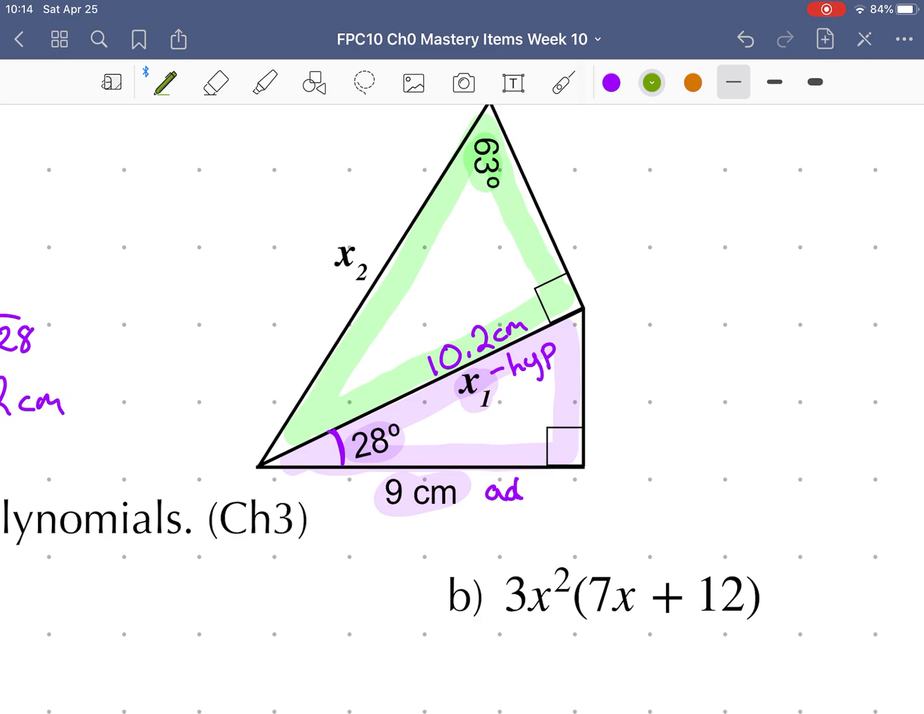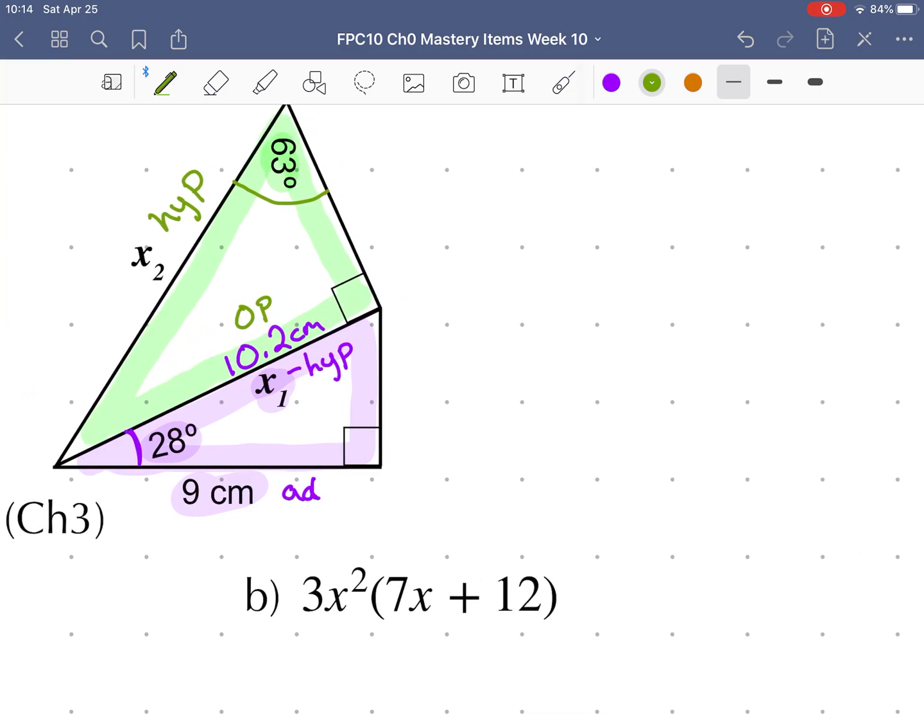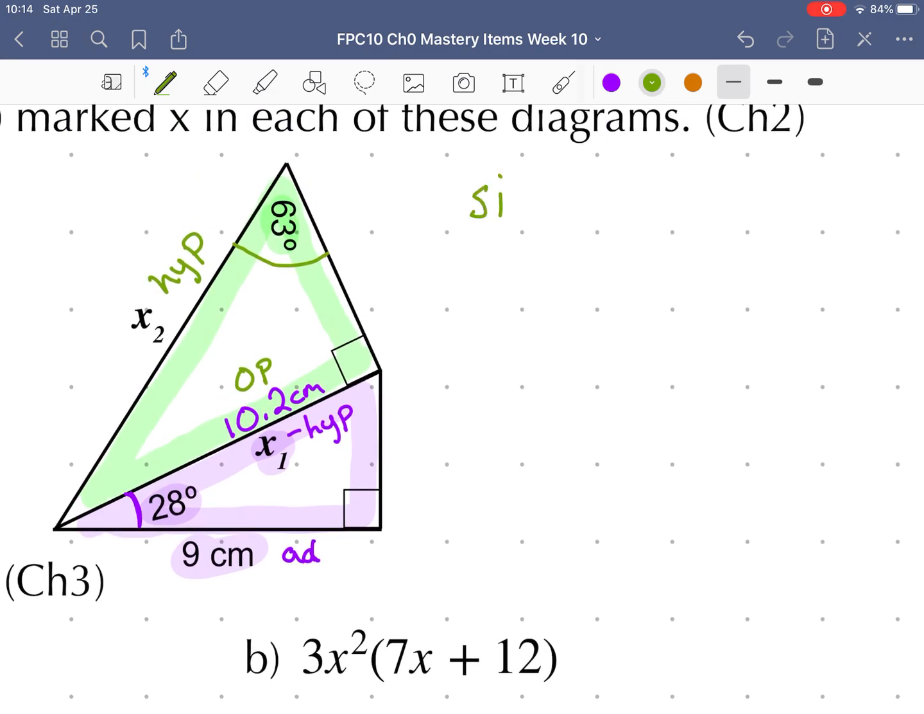Now we have two pieces of information in our green triangle. In our green triangle, this is our angle that we know. This is the opposite side, and this is the hypotenuse. So now we can figure out this x sub 2 by using sine. SOHCAHTOA, so sine is equal to opposite over hypotenuse. So we write this out. Sine of our angle is equal to our opposite side over our hypotenuse. So sine of 63 is equal to 10.2, I've got the more exact value on my calculator, divided by my hypotenuse.